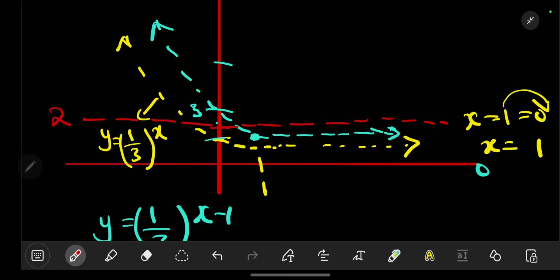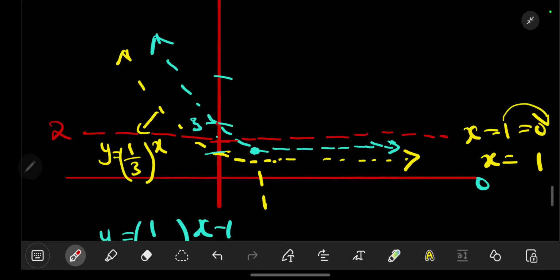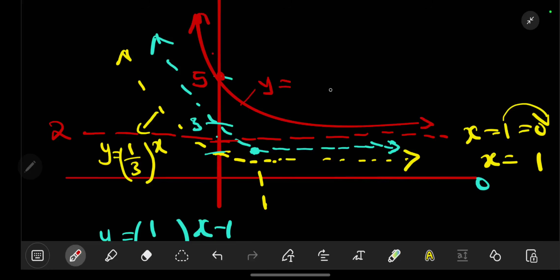If we have a 2 there, it means we are going to add. So 3 plus 2 will give us 5, which is somewhere here. So we are going to have a 5. It is going to pass at 5. Then the graph will just look the same, but shifted up like that. So we are going to have something like this as our final graph, but it will not be able to cross that line. So this is our graph of y equals 1 over 3 to the power of x minus 1, plus 2 like that.